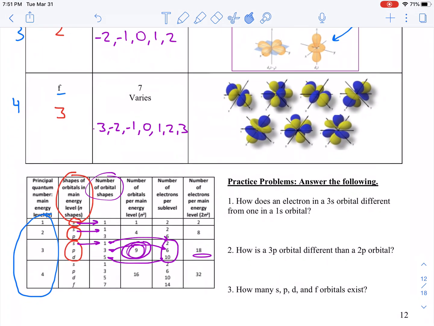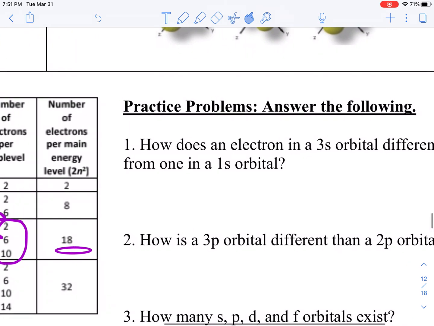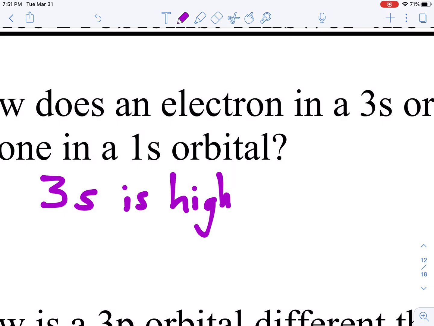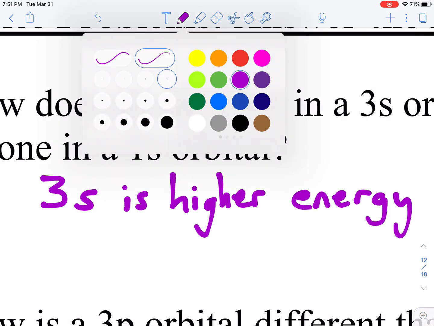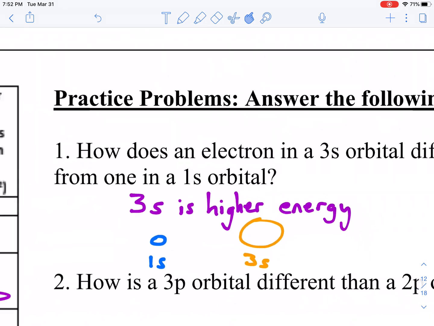So number 1 says, how does an electron in a 3s orbital differ from a 1s orbital? Not very much, other than the one in the 3s is higher energy. And if we were to sketch these in, 1s might look like this, whereas 3s might look like this. So another thing we could describe about those electrons is the one in the 3s orbital has a wider volume to occupy. There's a wider area where we might expect to find that electron.